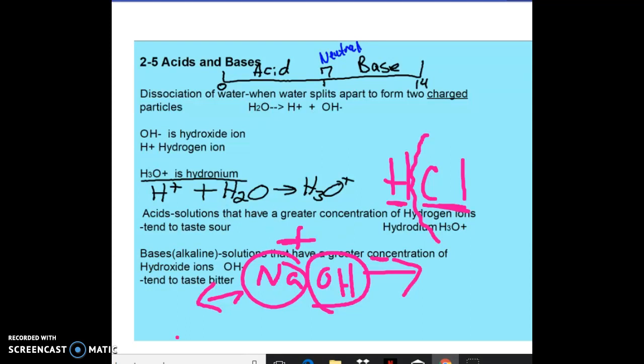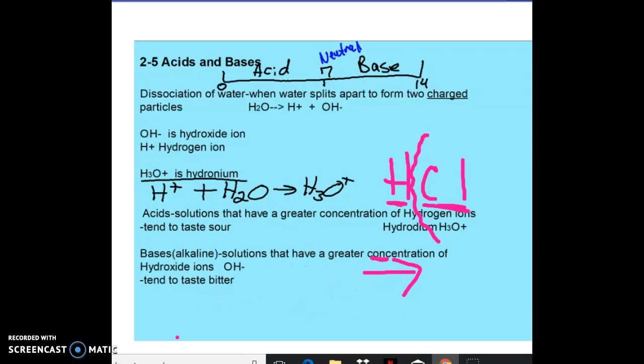So when we dissolve a base in water, we have a higher concentration of the OH, or hydroxide ion, and that's actually what makes a solution basic. Let me get rid of this so you can see the text that I had on here before you. So I hope that helps a bit.